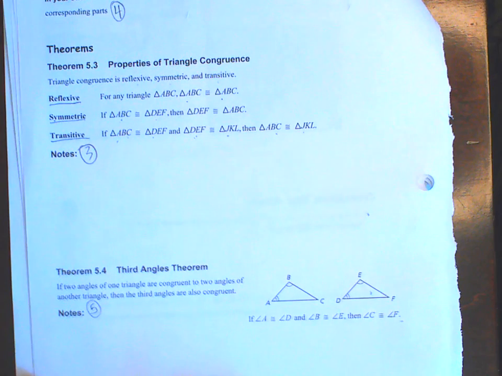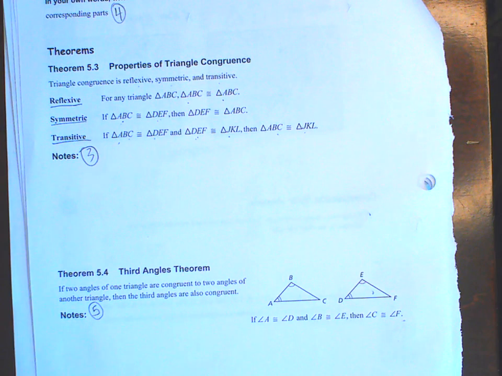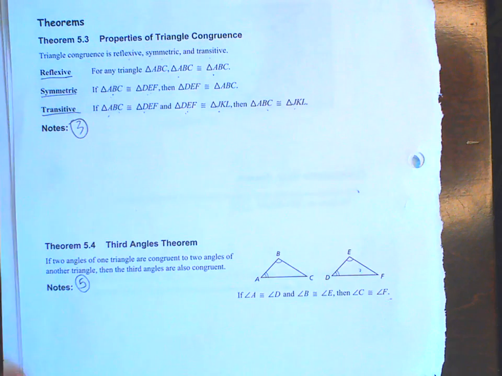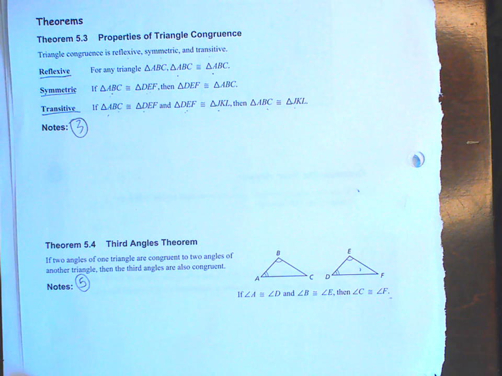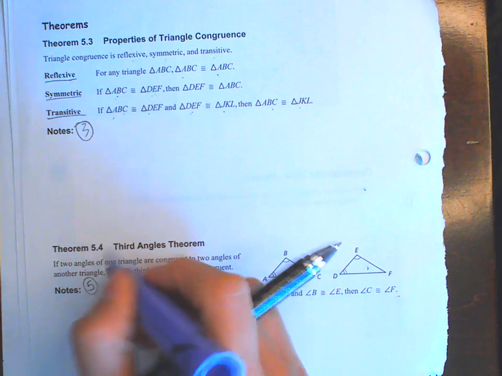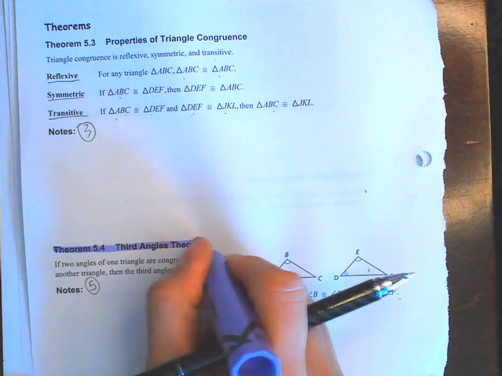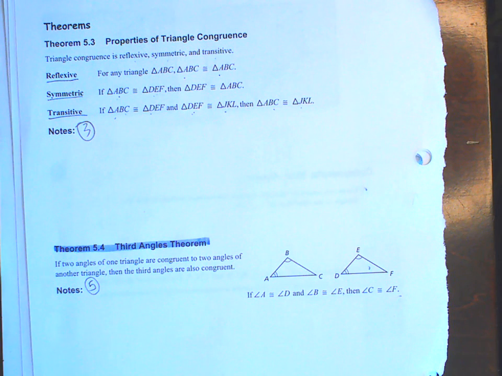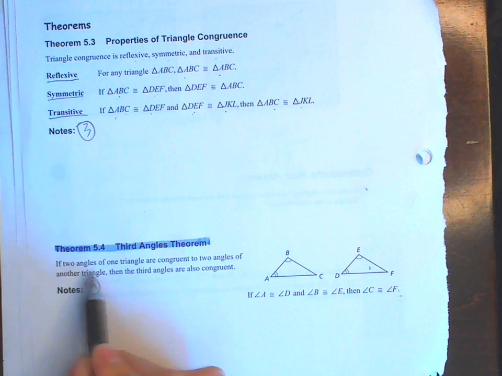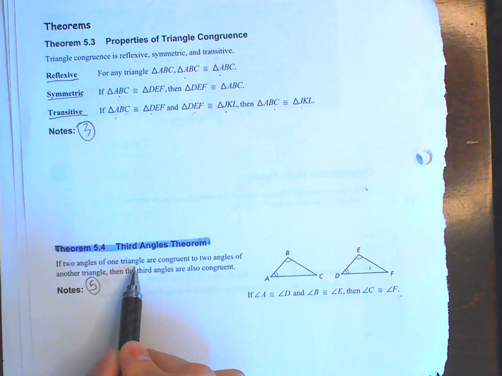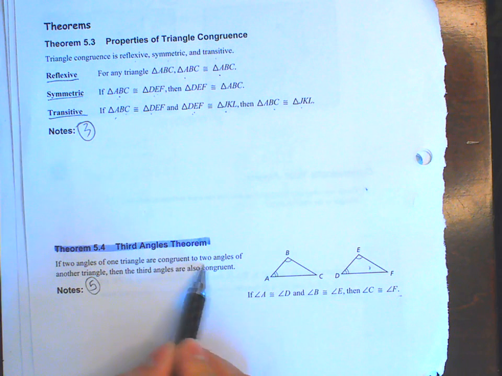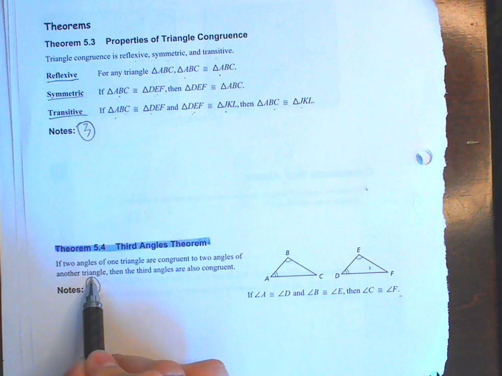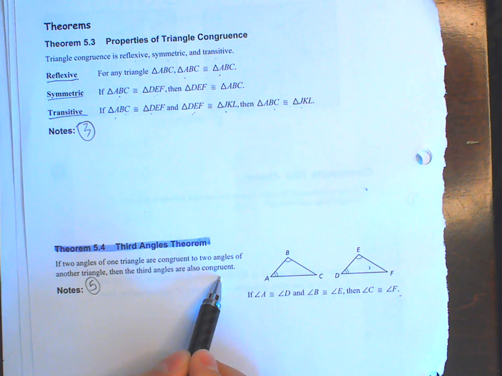Now, in this theorem right here, we have what we call the third angle theorem. Now, let me tell you something. You will need this theorem multiple times throughout the rest of the book, especially chapter 5. It says, if two angles of one triangle are congruent to two angles of another triangle, then the third angles are also going to be congruent.